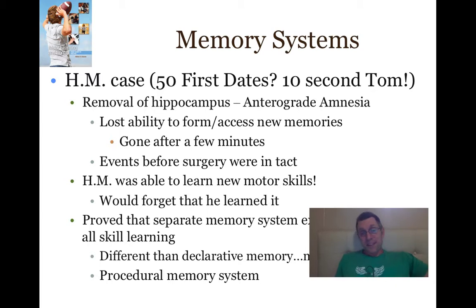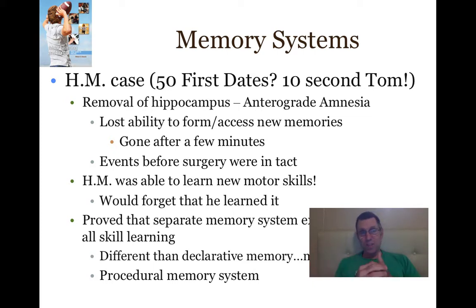An interesting example, and this is covered in the book, you should read about HM. It explores these memory systems and the fact that the declarative and the procedural memory systems are in fact separate. Because there has been debate: is there really a declarative and a procedural memory system, or is the procedural memory system just part of the declarative, or part of the overall memory, and just happens to be related to movement skills?